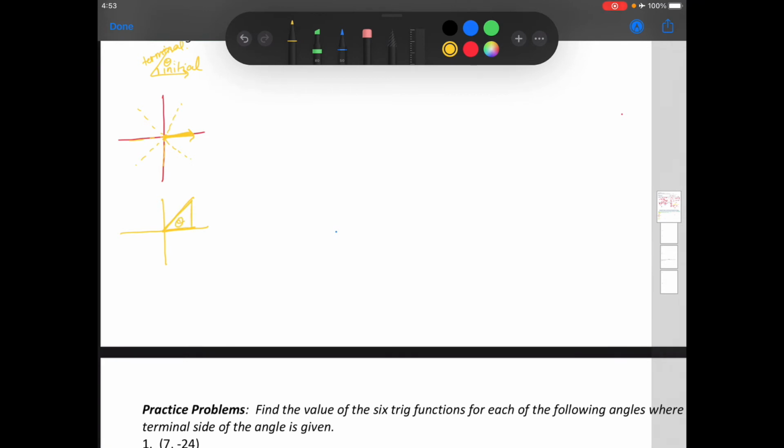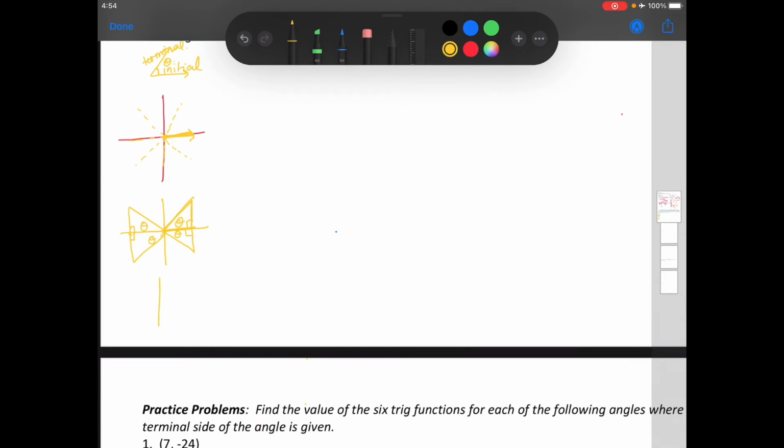And if I drop a perpendicular, that becomes a reference triangle. So in each quadrant, it is the terminal ray and the x-axis, and that's your angle theta. And these are right triangles. Same thing here. So this is what your reference triangle would look like, one of each, depending on which quadrant you're in.